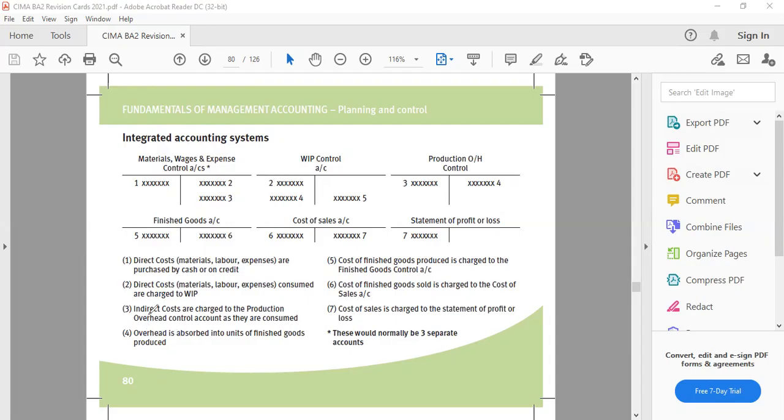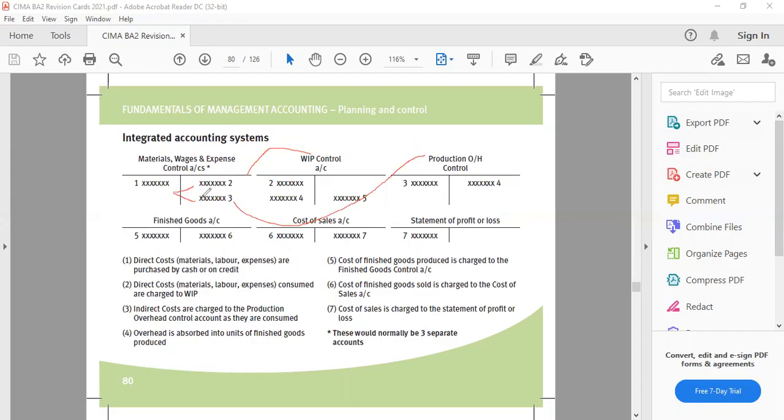What is 3? This is about the indirect costs are charged. So here there is a split about the material, wages, and expenses are identified to be as direct amount and indirect. Direct is going to work in process control account. Indirect, that is 3, is going to the production overhead control. So the indirect costs are taken to the production overhead control account. So we see 1, 2, and 3.